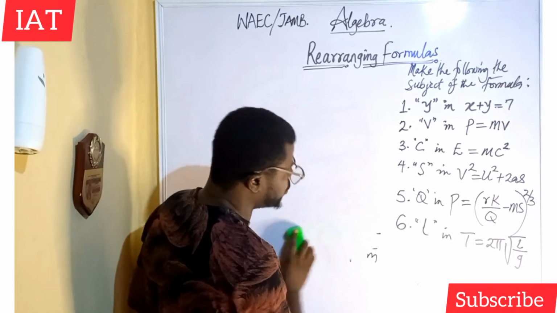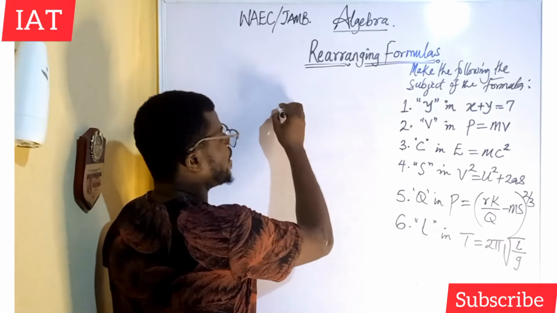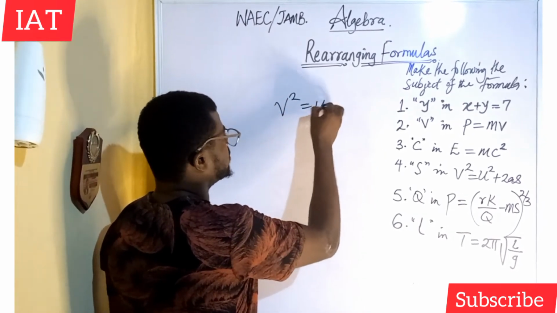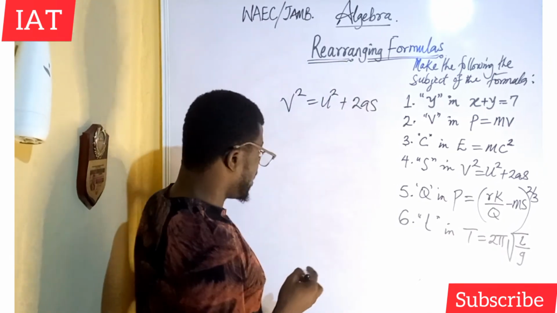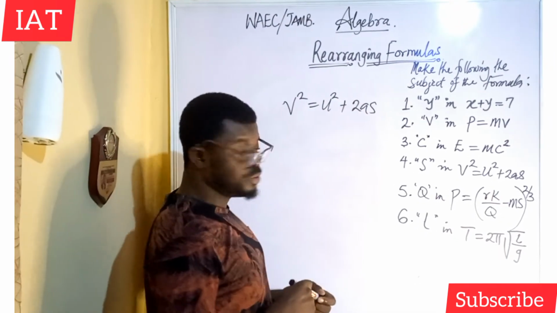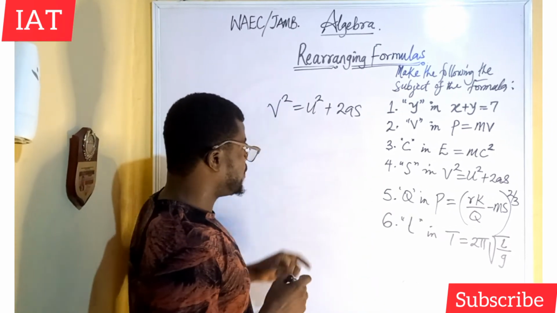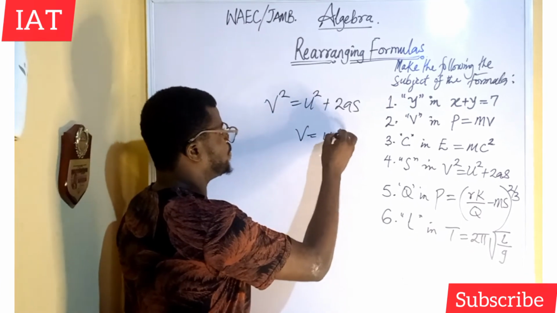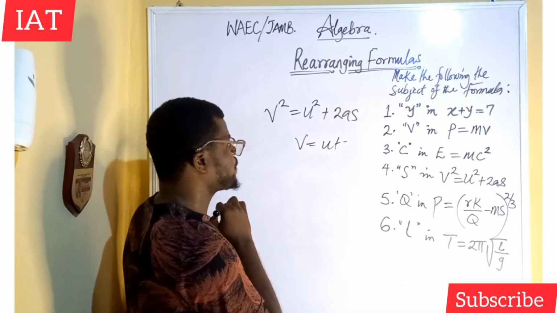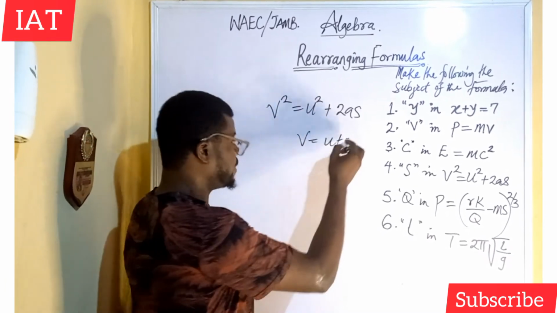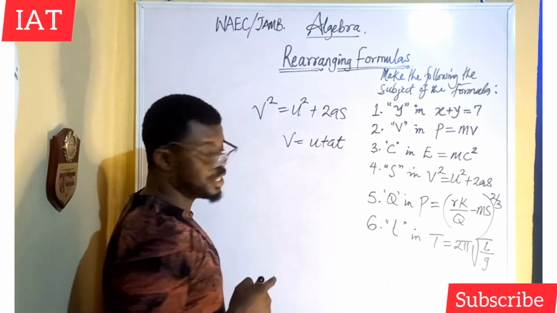The next question is number 4. We have to make s the subject of the relation. And making s the subject in this expression is a familiar one, and it is one of Newton's equations of motion. The first one has v equal to u plus at. That is very simple: u is the initial velocity, v is the final velocity, a is the acceleration, and t is the time, so acceleration multiplied by time.